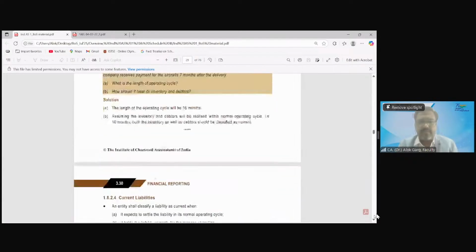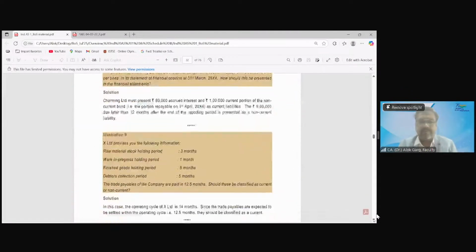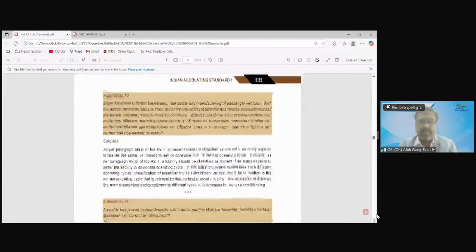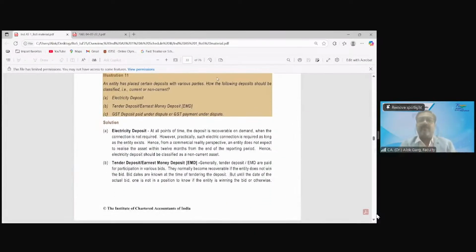Let's discuss one example on non-current liability. An entity has placed certain deposits with various parties. How should the following deposits be classified, current or non-current? Okay. Electricity deposit. Current. It is a non-current deposit, sir.